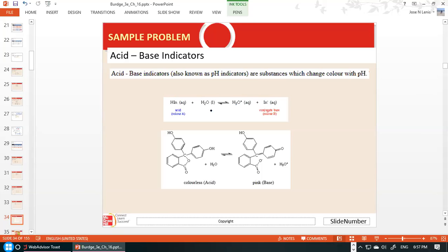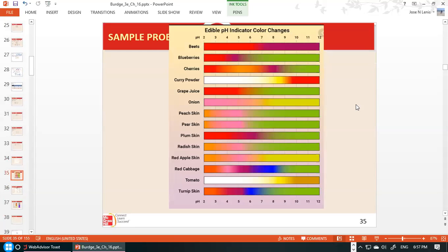So substances that behave this way are really important in wet chemistry, because they help us figure out if a solution is acid or base when we observe the color change of the indicator. So let's see some of those indicators and what the color changes are. We also have a number of natural acid-base indicators. Let's check this.